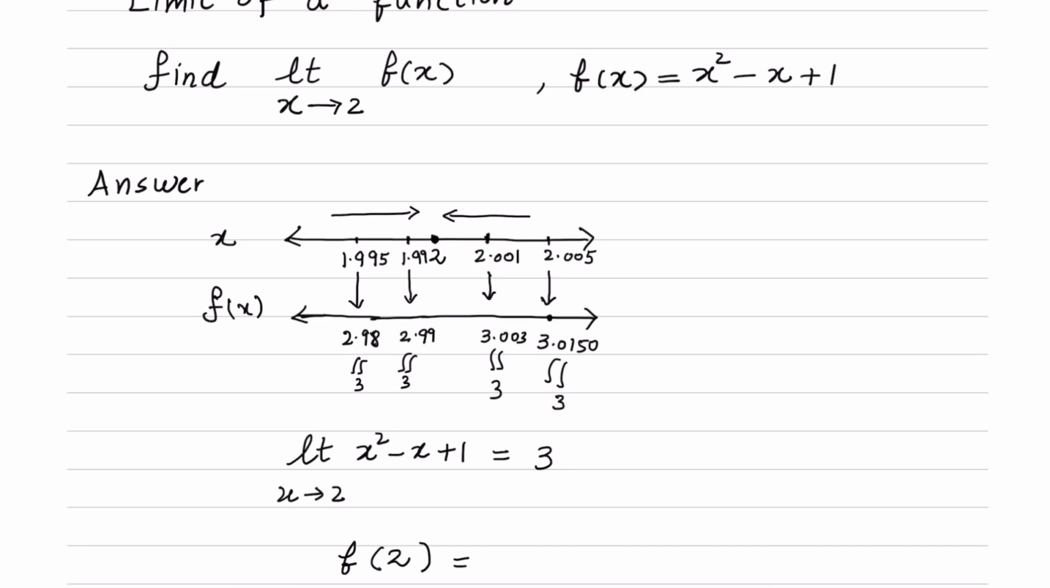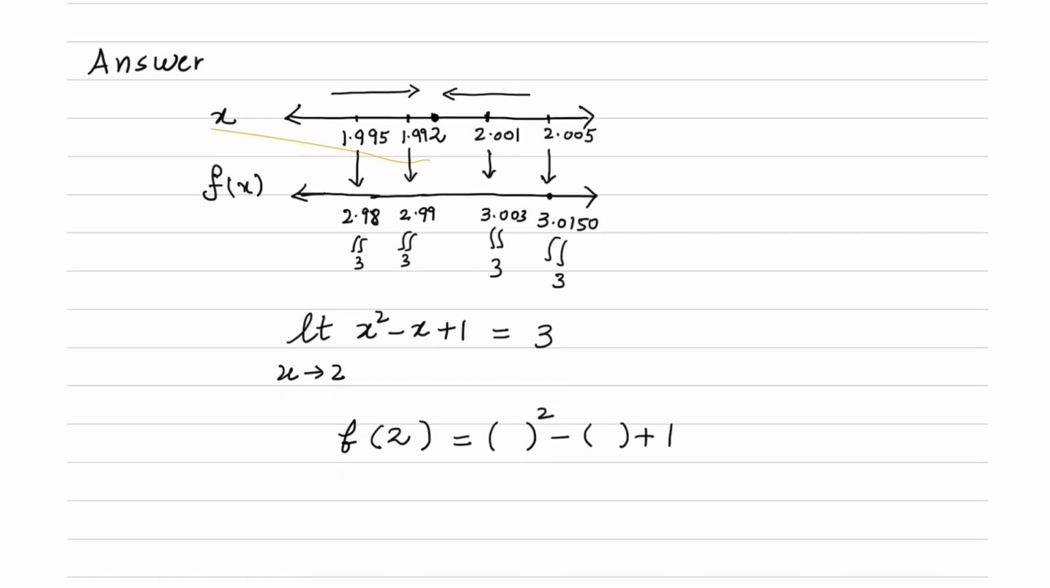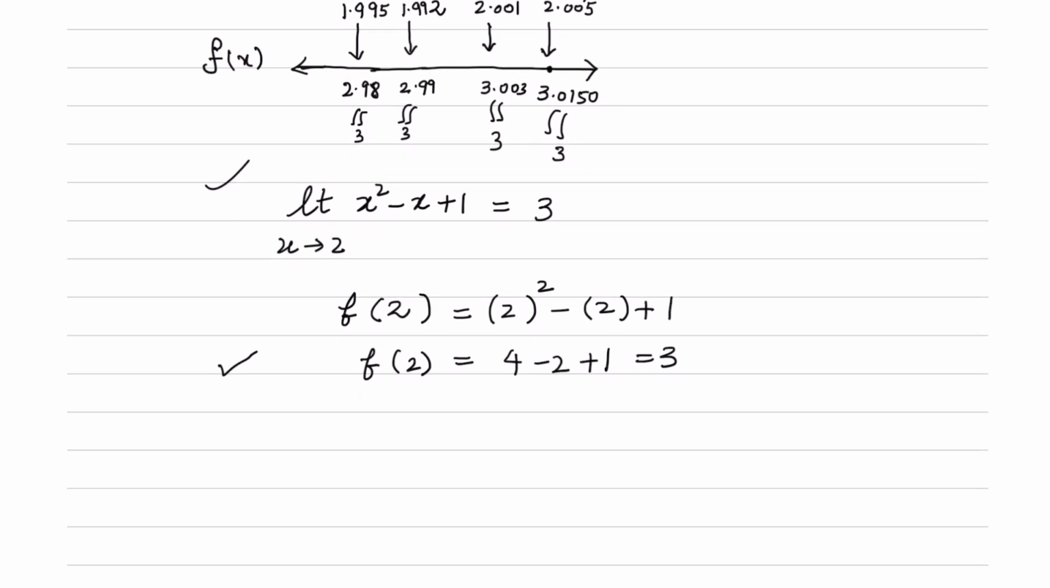In this case, you will simply consider the function f of x, and in the places of x you will put 2, which gives you 4 minus 2 plus 1, which is 3. So what we are seeing is, in this particular instance, the limit of the function at 2 and the exact value of the function at 2 are the same. So this is the concept of the limit.